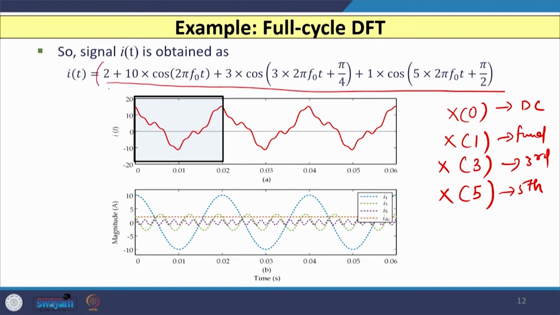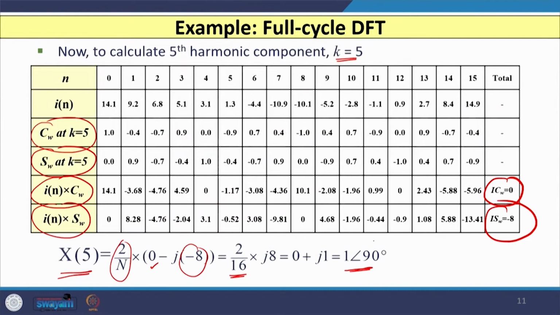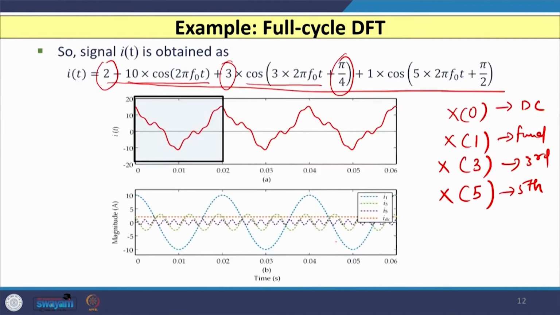So, this is your DC term, that is 2, then you have the fundamental term, that is 10 angle 0, then you have the third harmonic, that is 3 angle 45. So, 3 into cos of 3 2 pi f0 t plus pi by 4, and you have the fifth harmonic, that is, you can see here, 1 angle 90 degrees. So, you have 1 and the angle that is pi by 2.